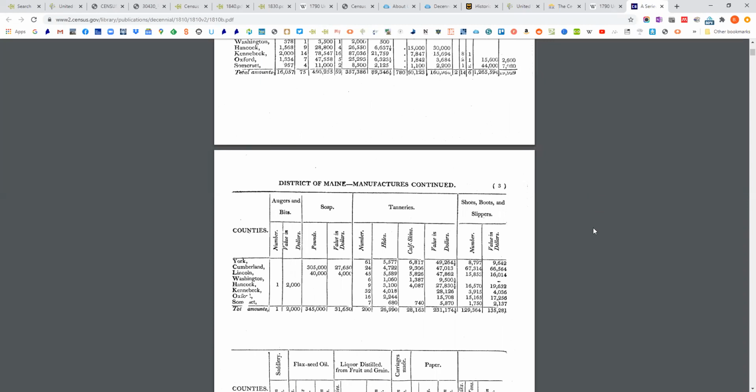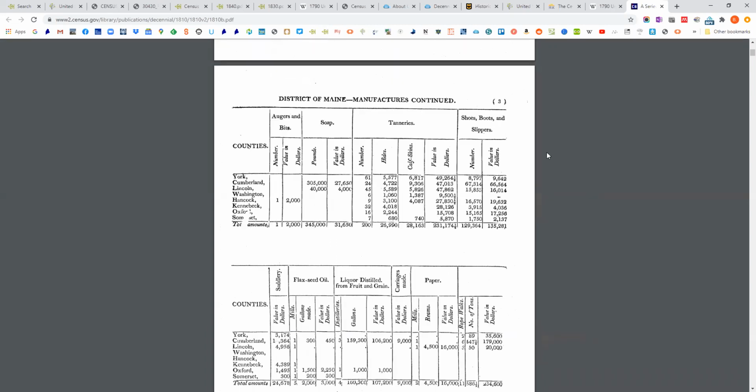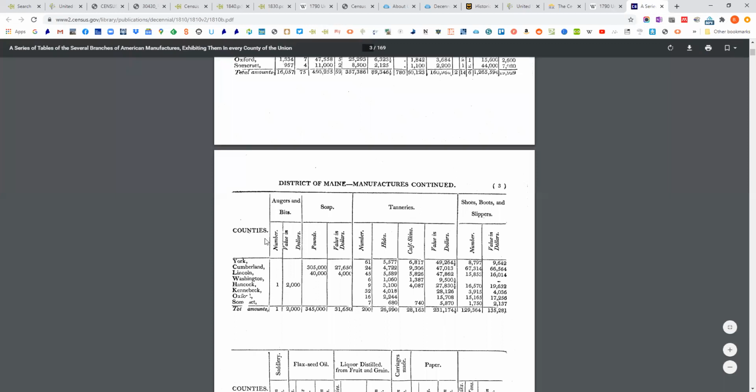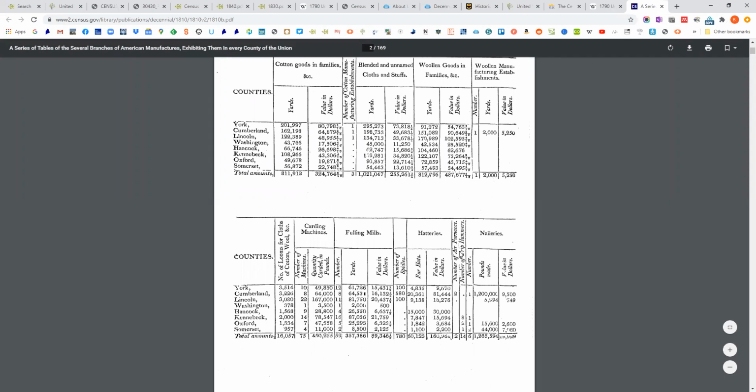So, that's just something to keep in mind. But, so they were beginning to do some of these statistics. But I think it's interesting that you've got the saddlery and you've got flaxseed oil, liquor, carriages, paper as one set of things. So I'm not quite sure how they, and here you have augers and bits, soap, tanneries, shoes, boots, and slippers. So some of the categories seem to be sort of randomly placed. But I thought I'd show that to you guys as, this is the real beginnings of starting to do some statistics.